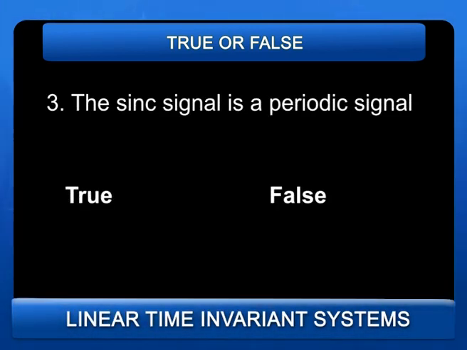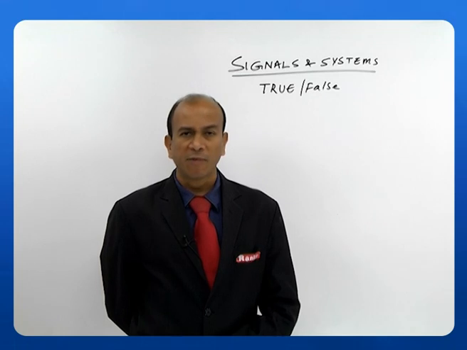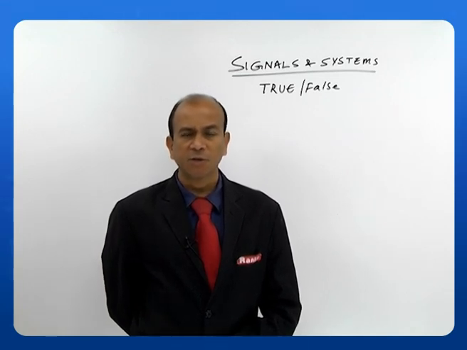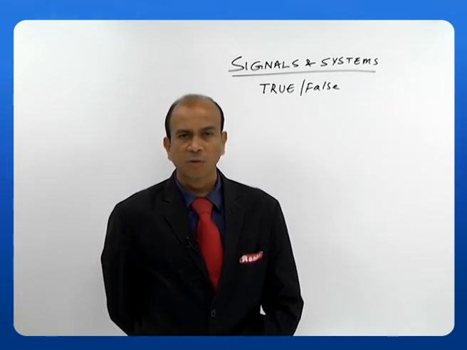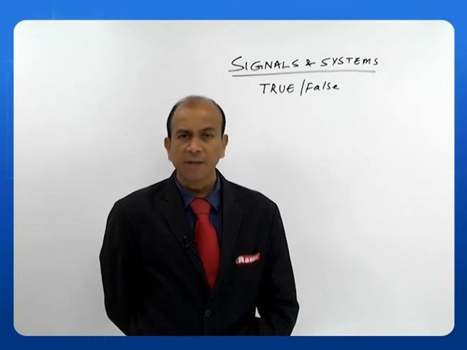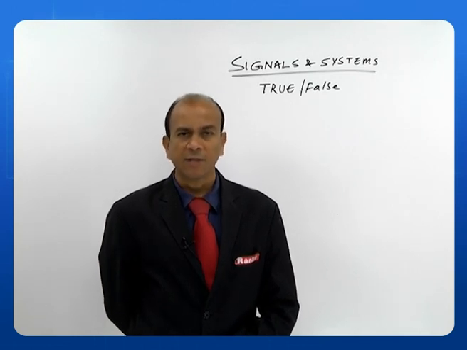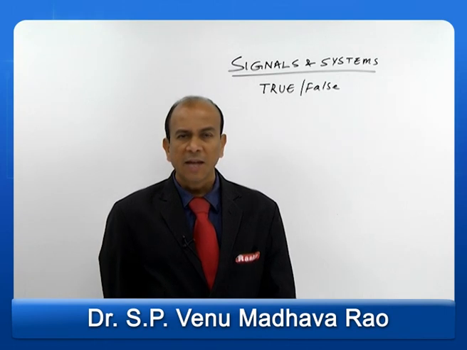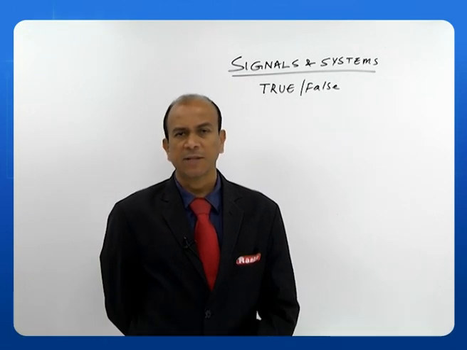Let us look at the third question. The third question says the sinc signal is a periodic signal. What is the formula for verifying whether a signal is periodic or not? That means x of t plus capital T must be equal to x of t. Then it is a periodic signal. So let us see if the sinc signal is a periodic signal or not.